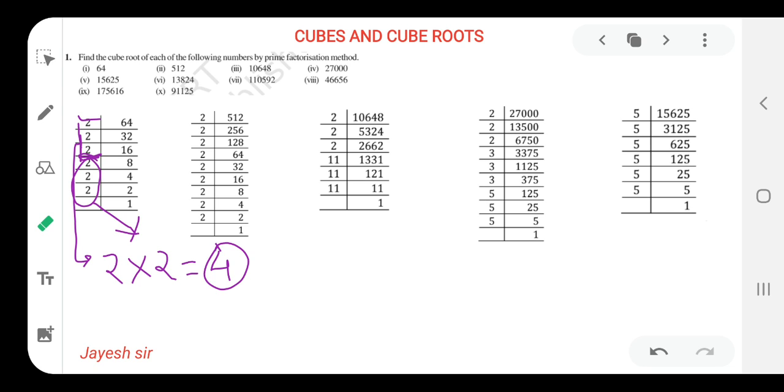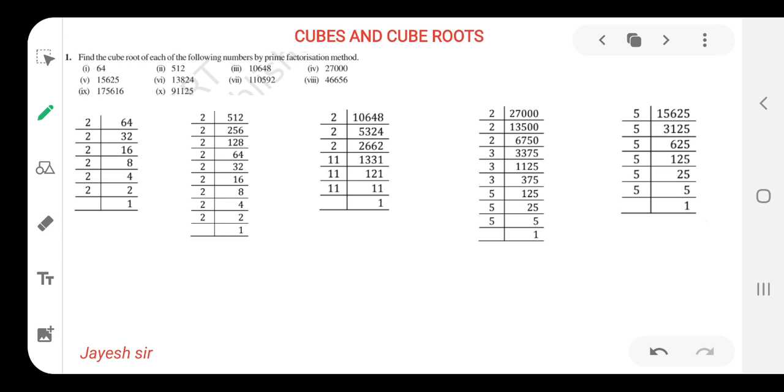Next, after making the groups of 3, we have to take one number from each group. One group is formed, so I have taken 2. Similarly, the other group is formed, so we take another 2. Now we multiply 2 into 2, which gives 4, so 64 is the cube of 4, or the cube root of 64 is 4. In this way we can do it. I hope you all are getting it. This was the first sum, so let us begin with the next sum.